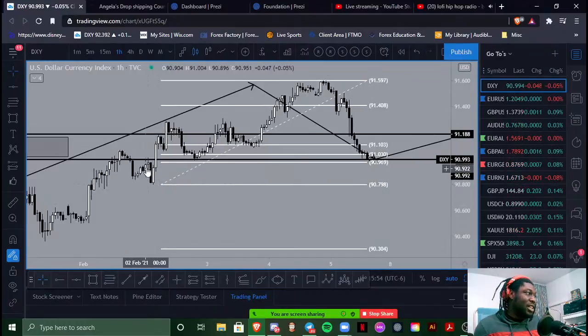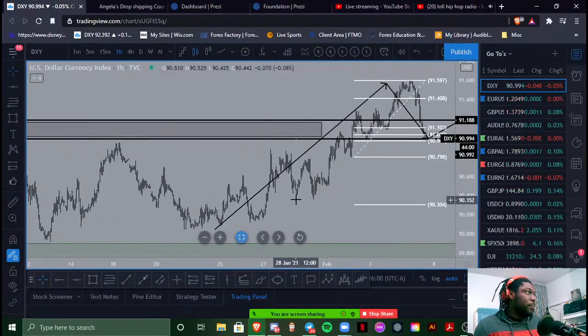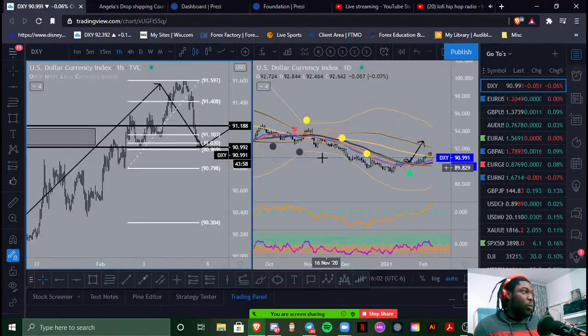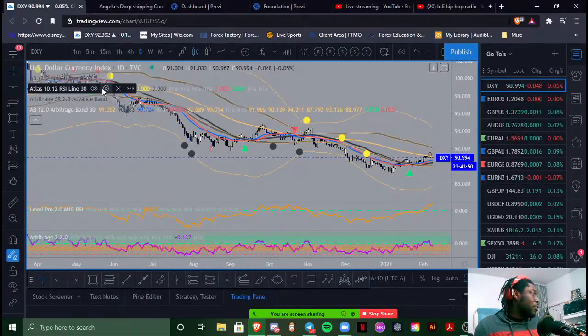Yeah, basically kind of the same thing right here, because like I said, this is where it took off, consolidated, pressed to the upside. So that's for the DXY with just regular technical analysis. Let's go ahead and look at arbitrage and see what arbitrage is talking about. I'm actually going to get rid of the Atlas.